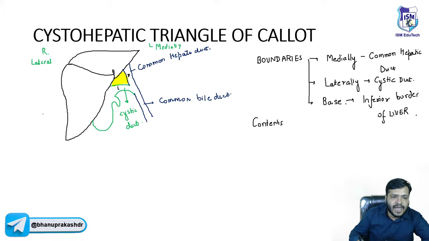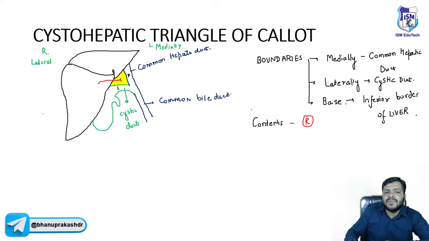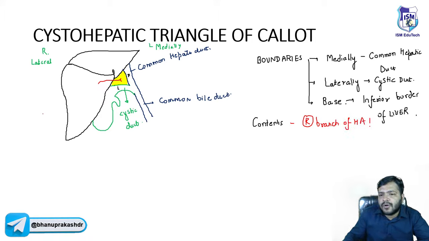Remember, beta, we have an artery over here, that I'll try to show. This artery is called the right branch, the right branch of the hepatic artery proper.